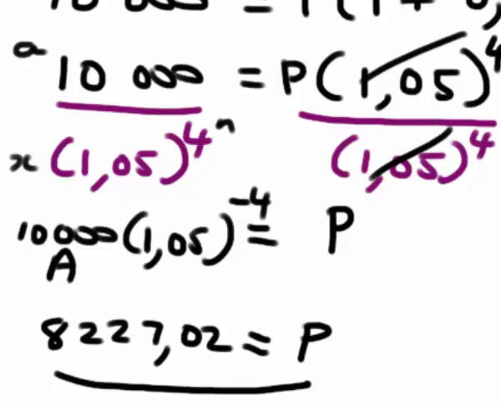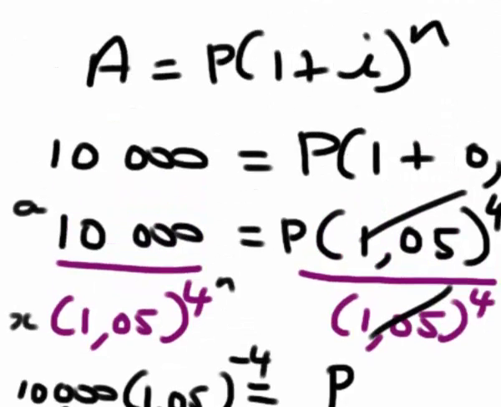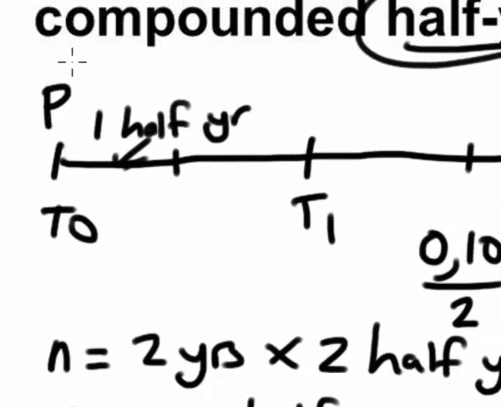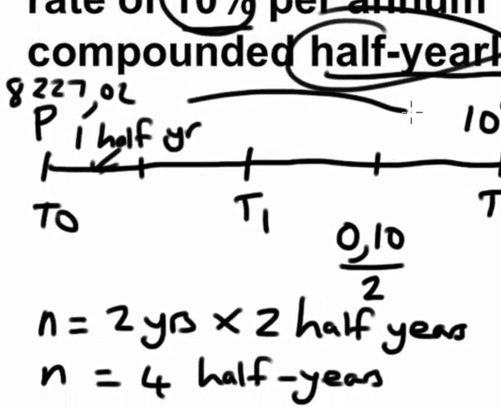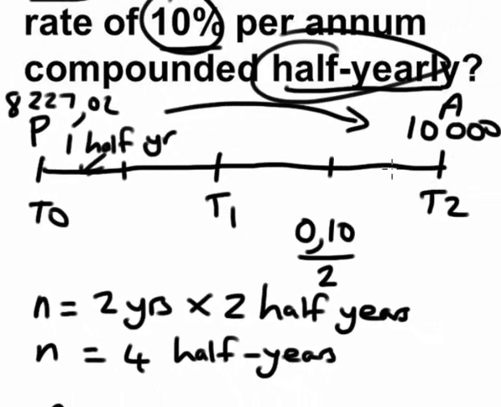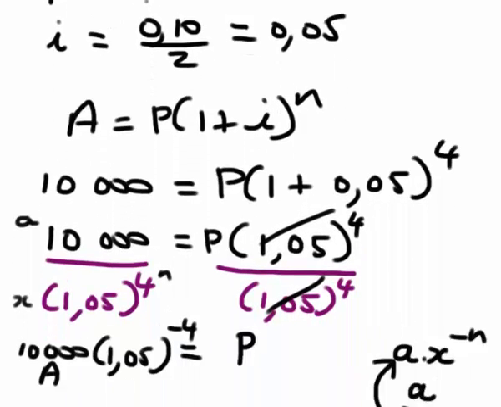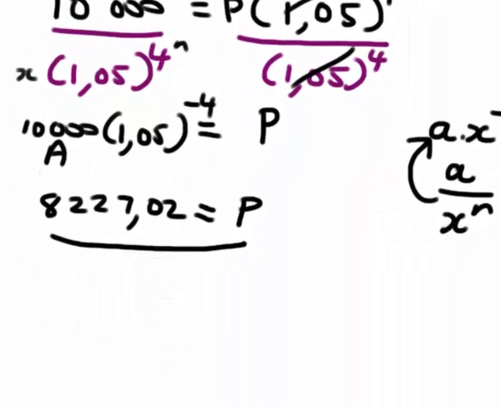Okay, now what does this tell me? Well, it tells me that I borrowed money, and I borrowed a total over here of 8,227 Rand and 2 cents. And because of interest, I owe 10,000 after 2 years. So I borrowed 8,227, but I pay back 10,000 because of interest. Not a good idea. Better to pay cash. But now, people, I want you to look at this.